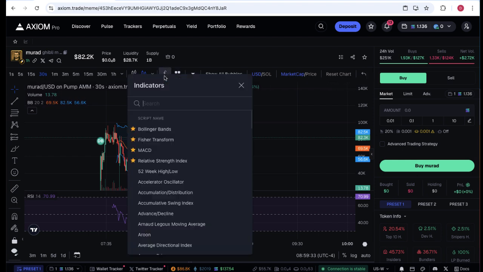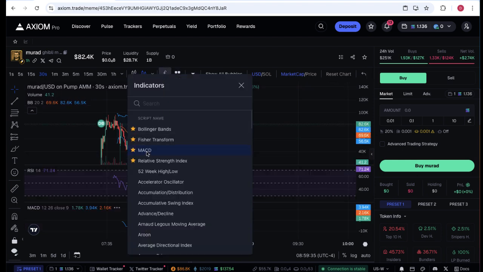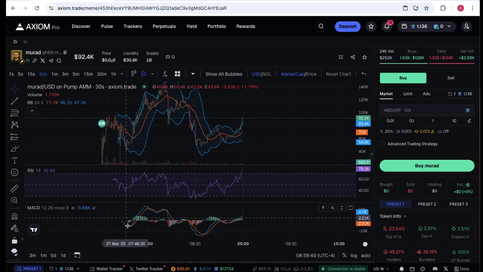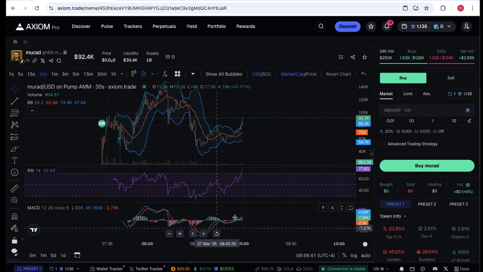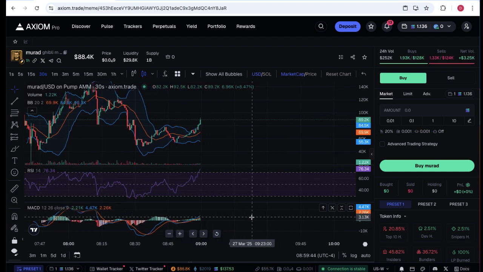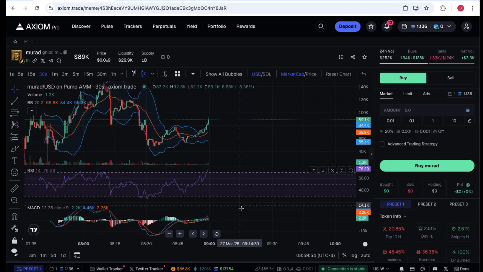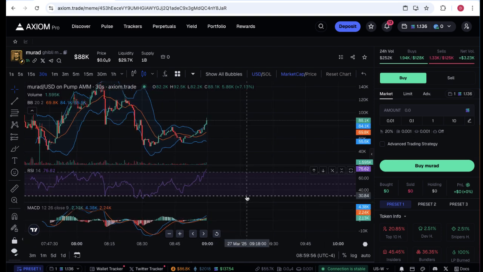The third indicator is the MACD. Tested and true, very reliable. This is another momentum indicator. It's been around for quite a while. They have other versions of it, but I still like to use the original version. When I compare it to the other ones, it's giving me the most accurate reading. You just have to adjust the time frame sometimes for the token that you're in.